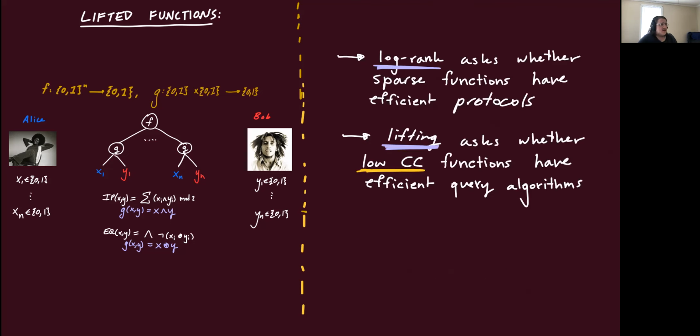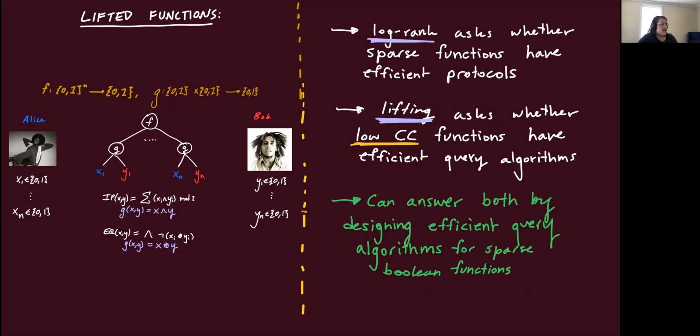Coming to these two questions, this is going to be our motivation going forward, trying to answer these two. And I'll note that we can answer both at the same time by designing efficient query algorithms for sparse Boolean functions. The way we can see that is, say for log rank, we have a sparse function. Suppose we designed an efficient query algorithm. Then by this first advantage that I've mentioned, we would be able to get efficient protocols if the query algorithm is in the right model. And for the lifting question, we can see that a low communication complexity function is going to correspond to a low rank matrix, and this will in turn correspond to a sparse Boolean function. And then if we can show that sparse Boolean functions have efficient query algorithms, then we're done.